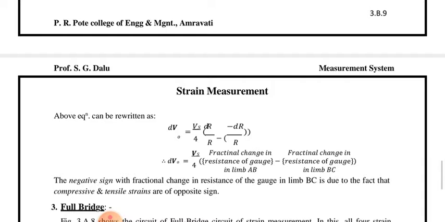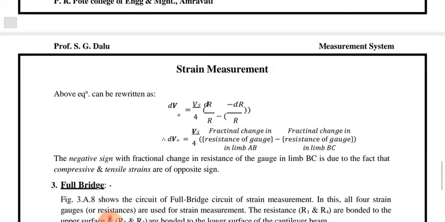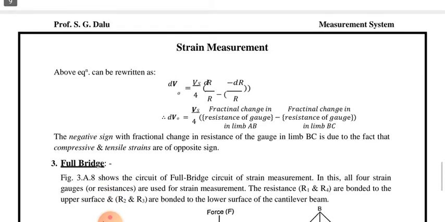Limb BC is in compression and limb AB is in tension. That's why dr by R will be positive for limb AB and minus dr by R for limb BC. The negative sign with the fractional change in resistance of the gauge in limb BC is due to the fact that compressive and tensile strain are of opposite sign. So this is nothing but the half bridge circuit for strain measurement.